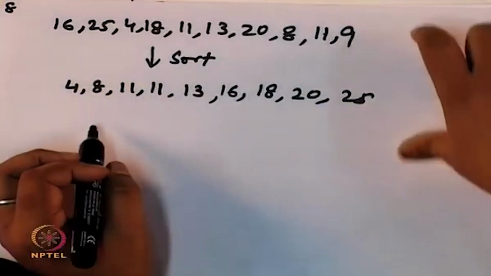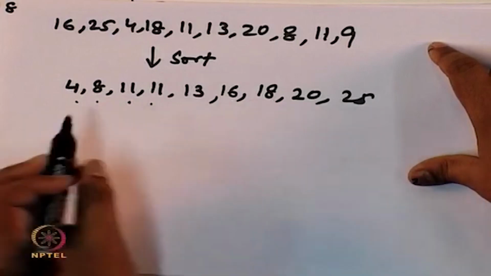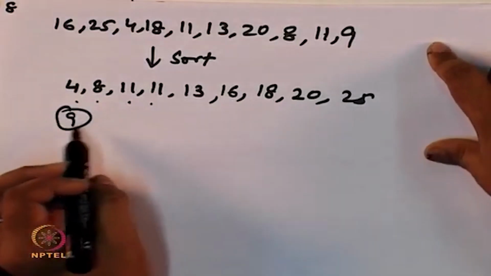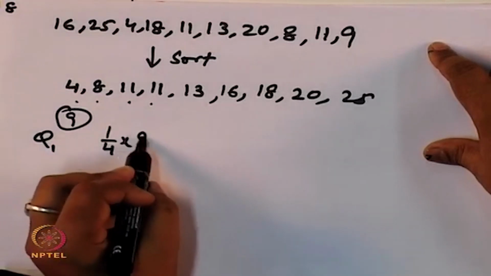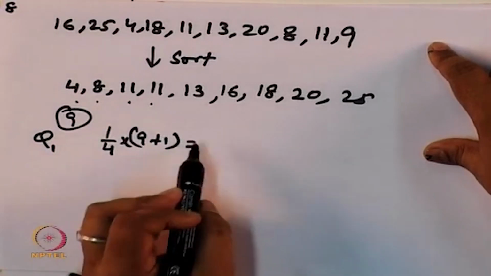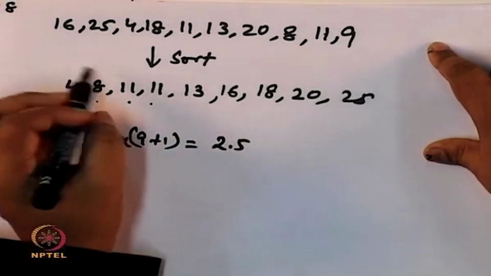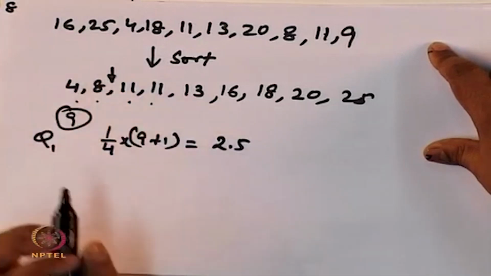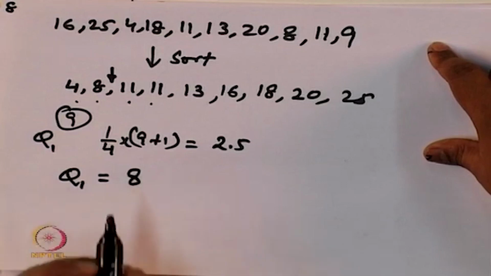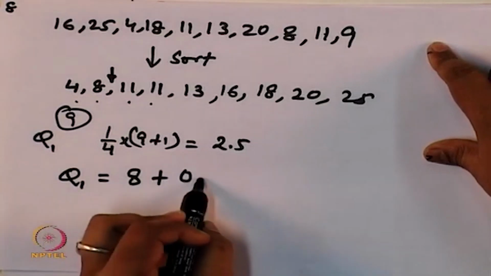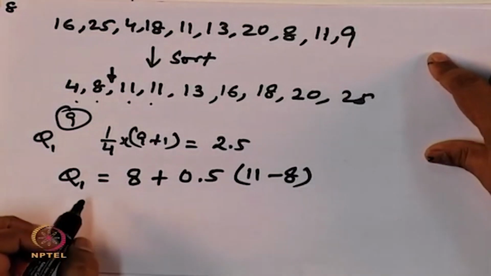Let us say you have the following measurements: 1, 2, 3, 4, 5, 6, 7, 8, 9. So you have a total of 9 numbers. For calculating Q1, you do 1/4 times (9 plus 1), which is 2.5. So 2.5 is the middle of the 8 and 11. For calculating Q1, you have to do 8 plus 0.5 times (11 minus 8). So this is how you will calculate Q1.